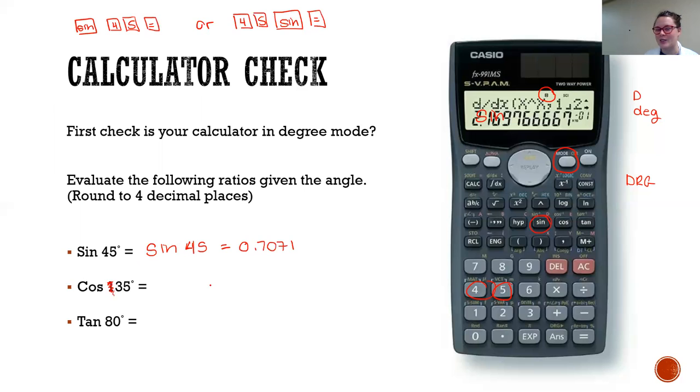I want you to figure out the cosine of 35. Putting it in your calculator the same way, type and press cos and then 45. If you're in degree mode, you'll get 0.8192. And then for tangent, you are going to get 5.6713. Again, for this, keep the decimals.